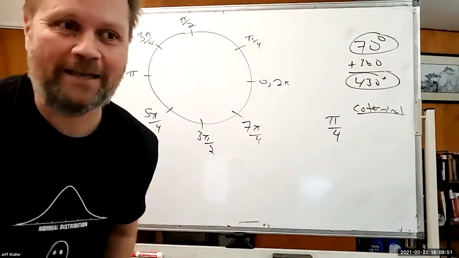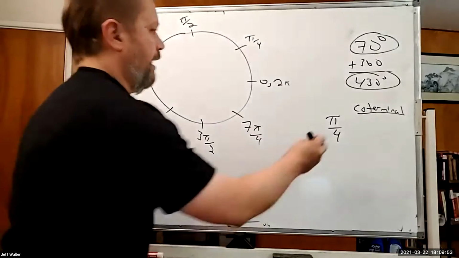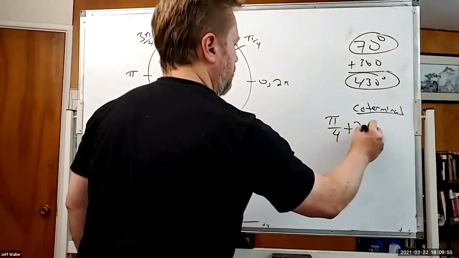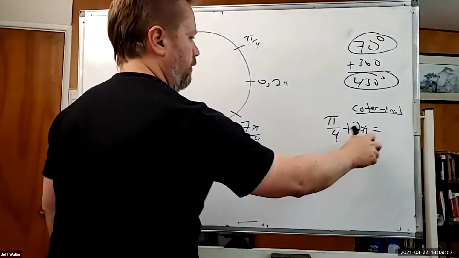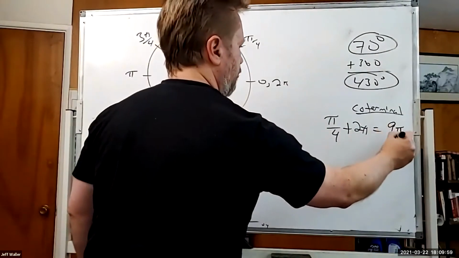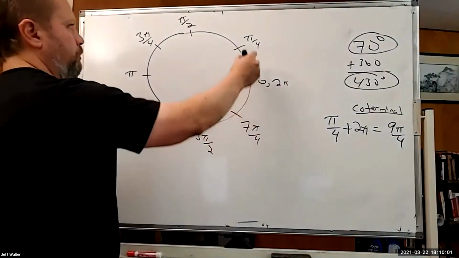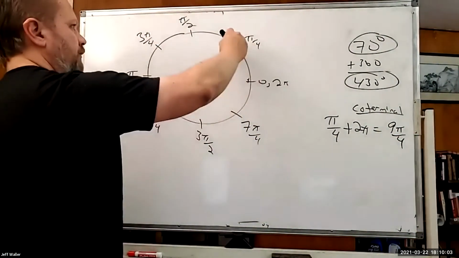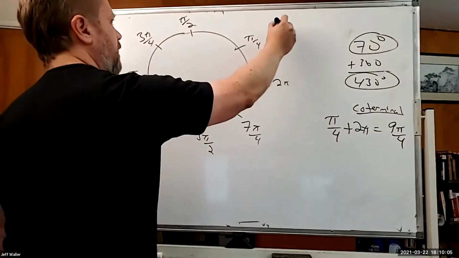2 pi. Okay. So if I add 2 pi to this, 8 pi over 4, that'd be 9 pi over 4. So I'd go 2 pi plus pi over 4. So this is also 9 pi over 4.